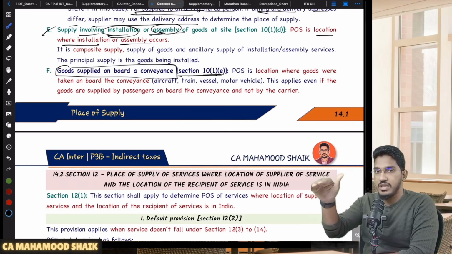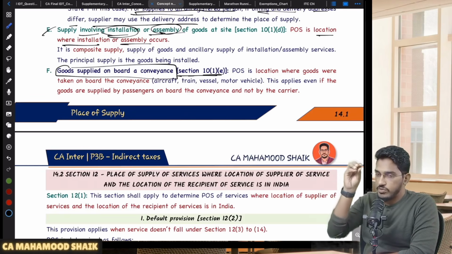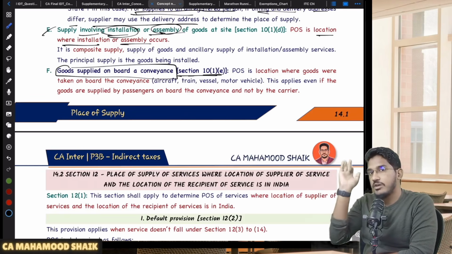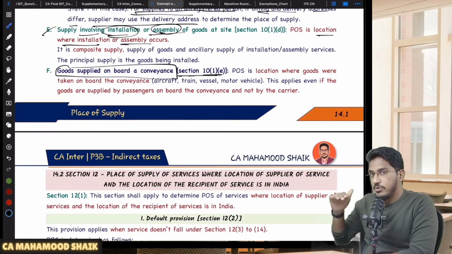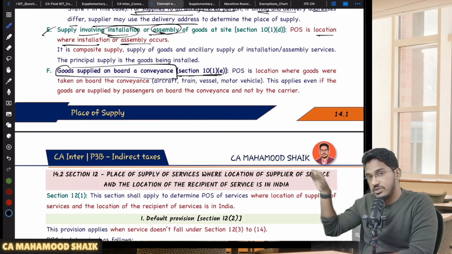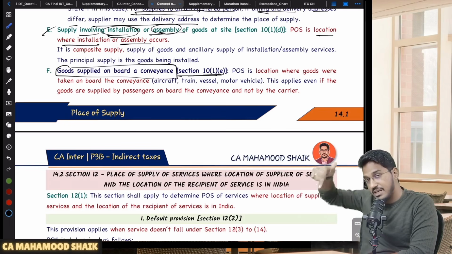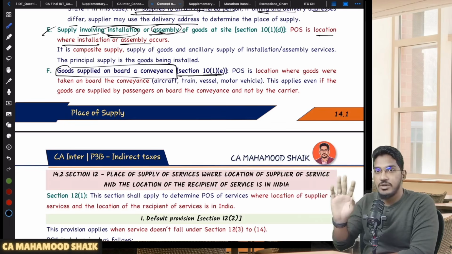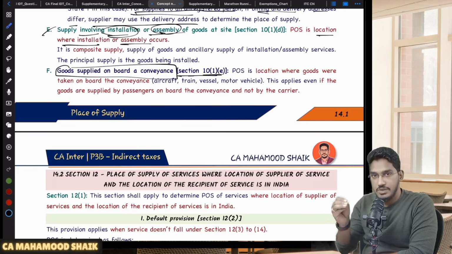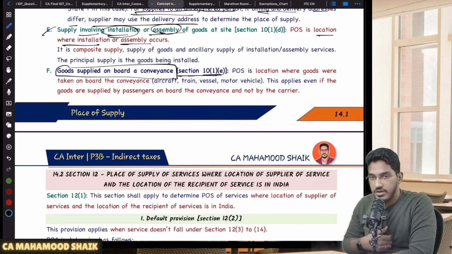When you have boarded a conveyance and are mid journey, if goods are provided during that time on board the conveyance, what will be the place of supply? At that point of time, the air hostess can't jump out of the window and see exactly which state is currently at the bottom. That will not happen. That is not practicable. So that's why, in case of supply of goods on board a conveyance, let us say for example you are traveling on a train.